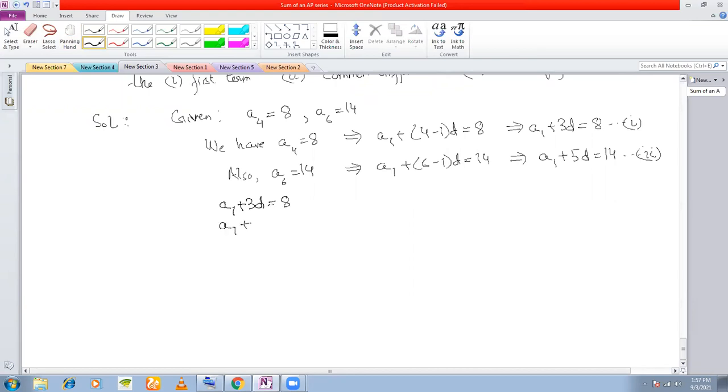Subtract the two equations. This cancels. And you have 3D minus 5D is minus 2D. 8 minus 14 is minus 6. So you get D is equal to minus 6 by minus 2. That means you get D is equal to 3. So putting D is equal to 3, let's put it in equation number 1.